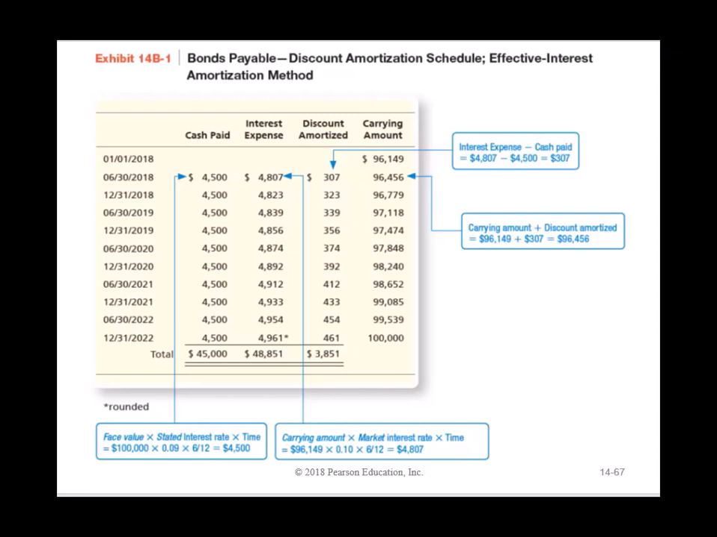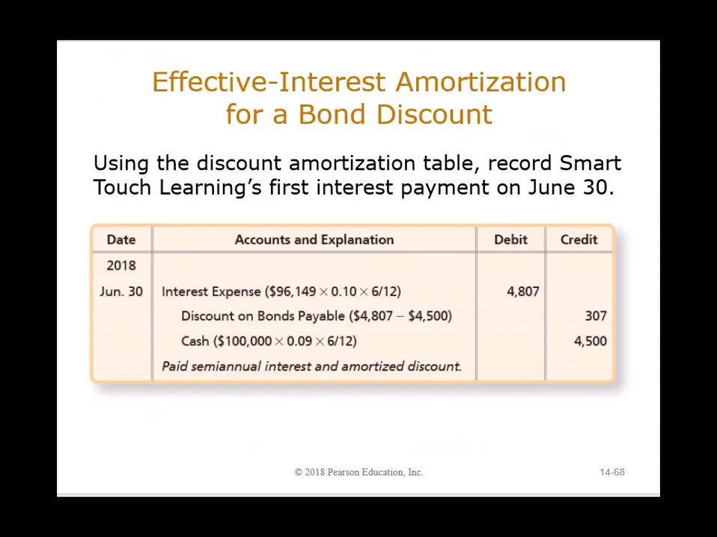Now, let's look at what that would look like from a journal entry perspective when we make that interest payment. We're going to debit interest expense based on the amount that we calculated on the amortization chart, that $4,807. Again, we amortize that $307 to discount on bonds payable, and the credit goes to cash, the amount that we actually paid, the $4,500.